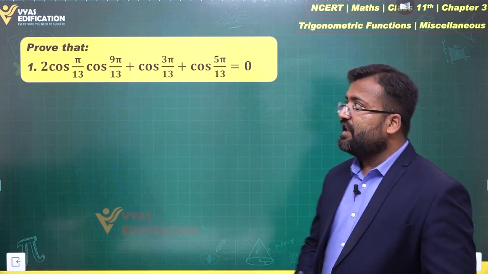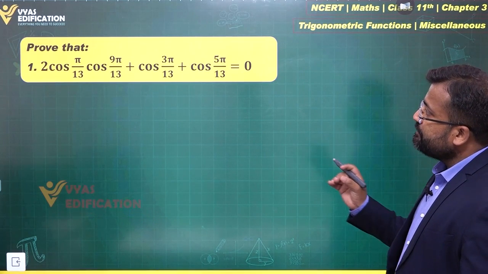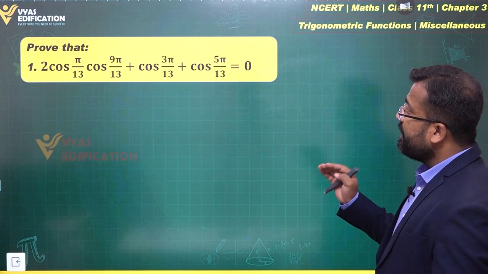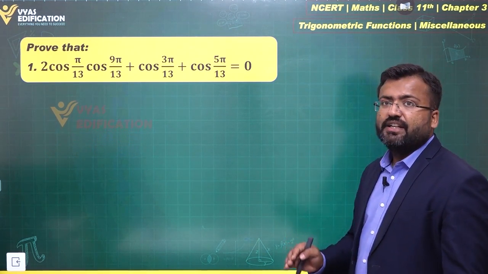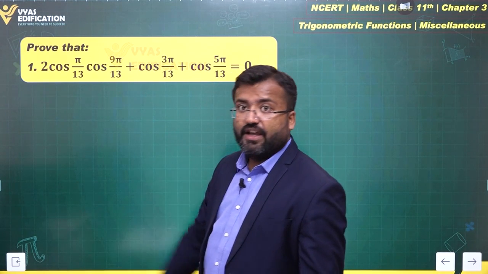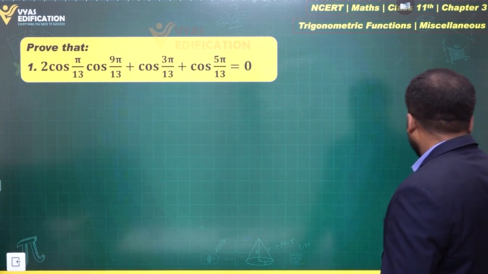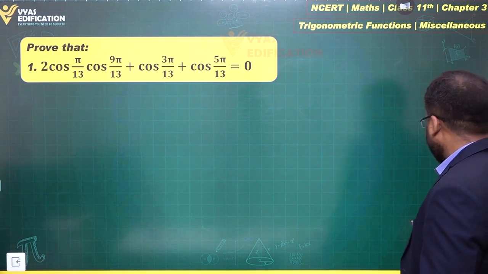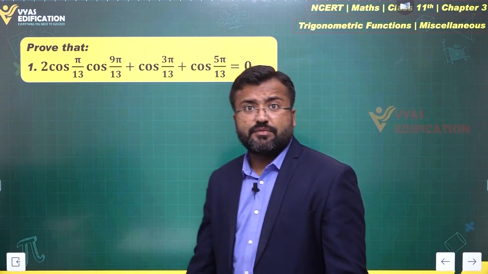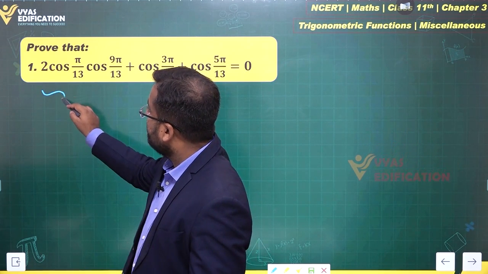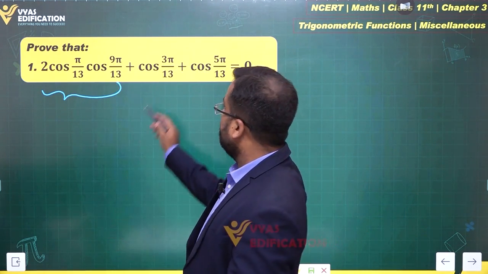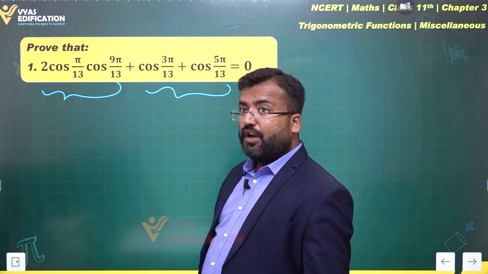The question says: prove that 2 cos pi by 13 cos 9 pi by 13 plus cos 3 pi by 13 cos 5 pi by 13 is equal to 0. This sum overall, mind you, there is a product over here, right? So, on seeing this question, the first thought that comes to mind is that we need to apply some kind of a transformation. This product can be converted into a sum or difference, right?